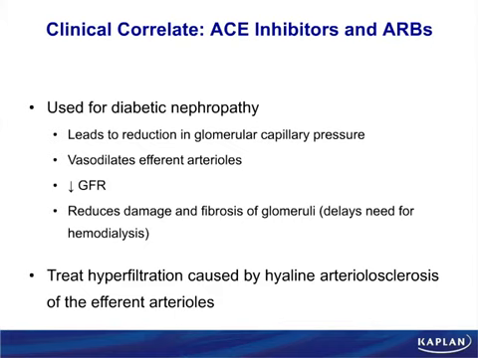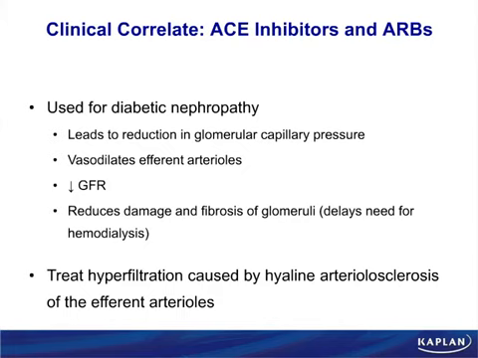So the ACE inhibitors and ARBs, by vasodilating the efferent arterioles, by inhibiting angiotensin II, they reduce these hyperfiltration pressures. This is a concept known as glomerular hypertension. ACE inhibitors and ARBs treat the glomerular hypertension, they reduce these hyperfiltration pressures, and they reduce damage and fibrosis of the glomeruli. And clinical trials show that they delay the need for hemodialysis. So these are very commonly used. This is the management for diabetic nephropathy, ACE inhibitors and ARBs.